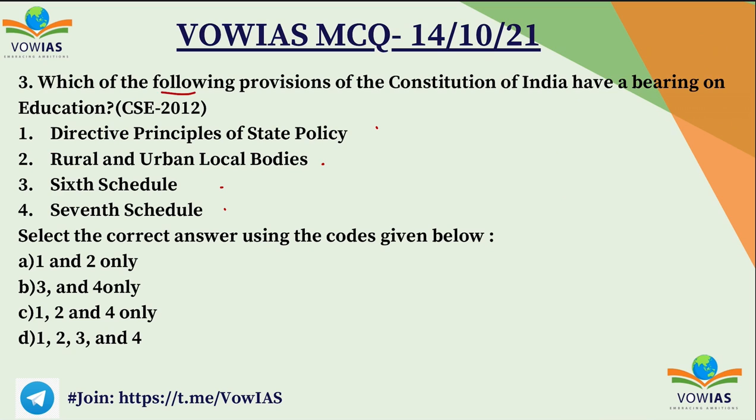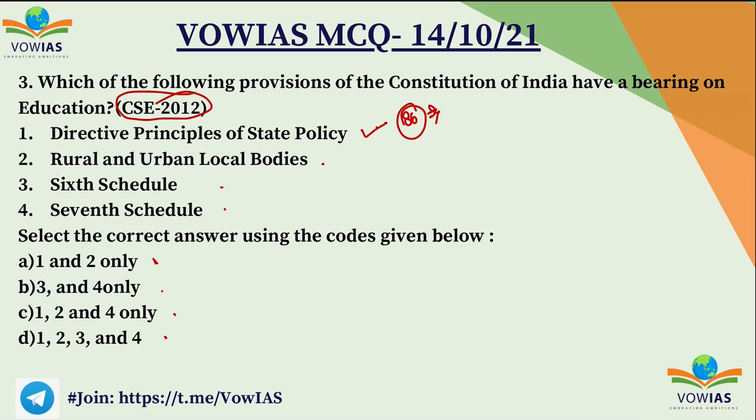It's a previous year CSE question from 2012. So we have to choose the correct option: A 1 and 2, B 3 and 4, C 1 2 and 4, and D 1 2 3 and 4. So if you see these provisions in the Constitution, the DPSP contains provisions related to education. Under the 86th Constitutional Amendment Act, provisions were inserted.